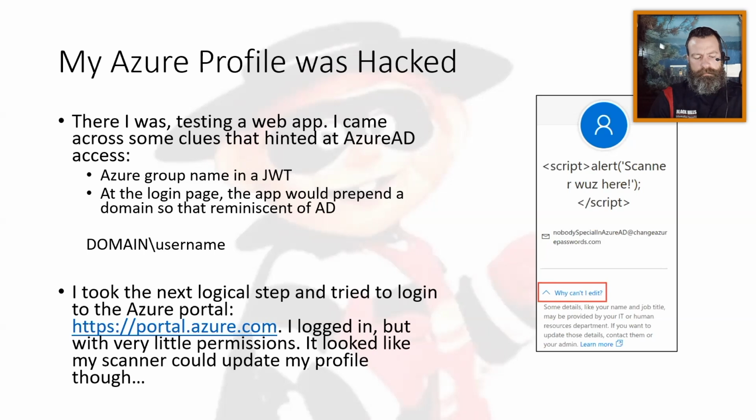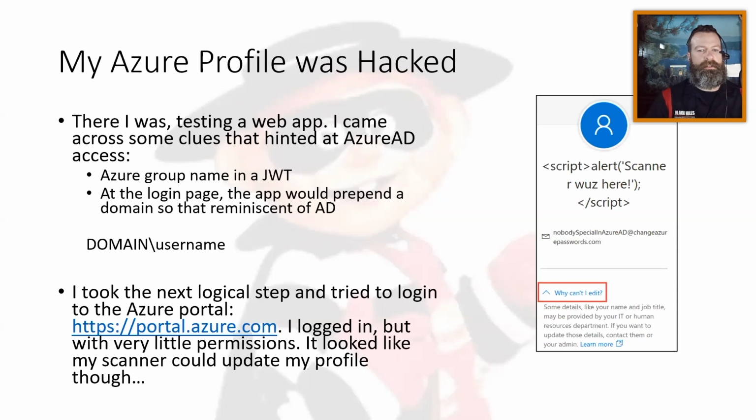And so I'm logging in, looking at my profile, and I see in my profile, my display name, like scanner was here. Like, oh, wow, okay. It looks like my scanner was able to change my display name during scanning. That's neat. And my username at this point is nobody special in Azure AD. But I'm also thinking to myself, why? How can my scanner change my display name, but I can't? I'm logged into Azure AD right now, and I'm getting this, why can't I edit? I don't have permissions to change my own display name.